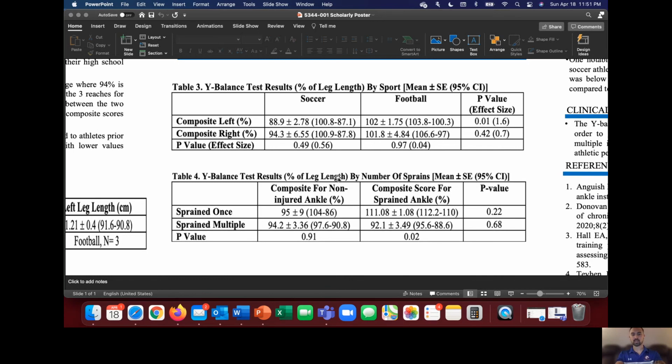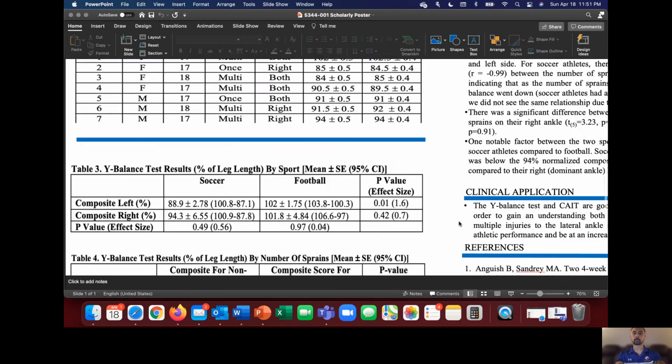Now we're going to go ahead to the next table down here, where we're looking at the number of sprains, for those who sprained only once and those who sprained multiple times. And you can also see there's statistical significance between those who sprained only once and those who sprained multiple times.